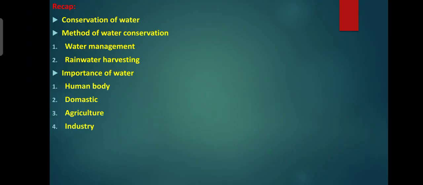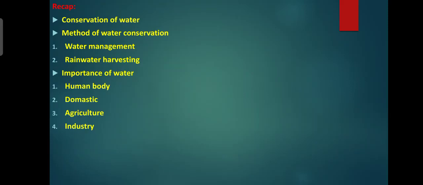In the previous section, we saw about the conservation of water. There is no change in the total quantity of water available on the earth. It remains the same, but the water useful for plants, animals, and man is decreasing day by day. It is called scarcity of water.